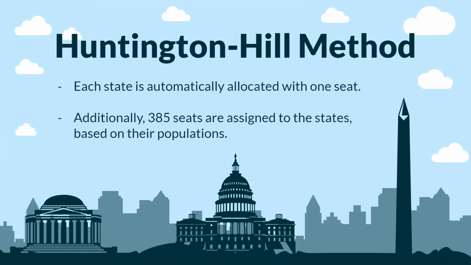Though there are different methods like the Hamilton-Vinton method, the Jefferson method, and the Webster method, the current method of apportionment that's being used is the Huntington-Hill method. In this method, each state is automatically given one seat, so that means 50 of the 435 seats of the House of Representatives are already taken away, and then 385 extra seats are assigned to the states based on their populations.